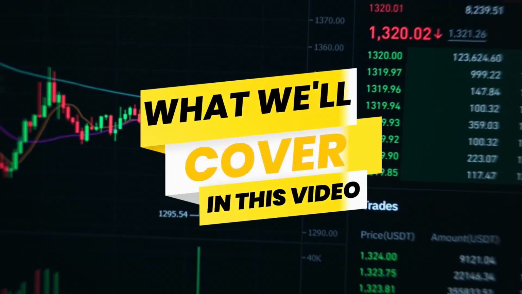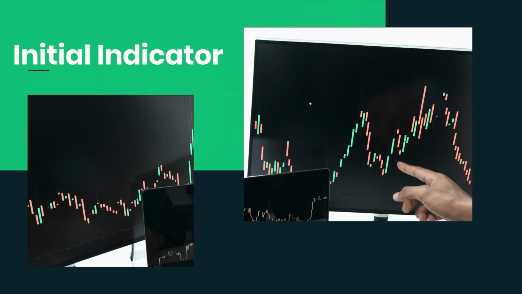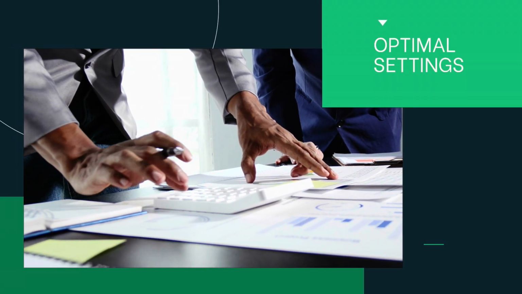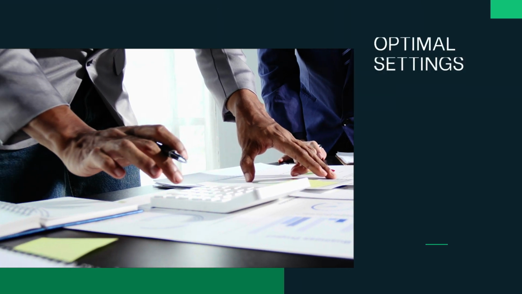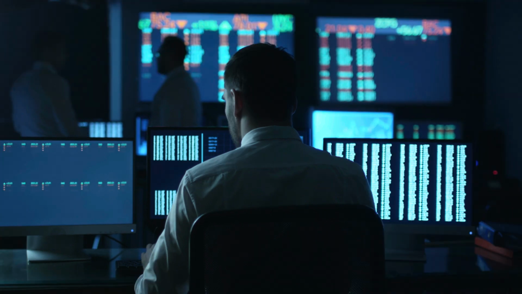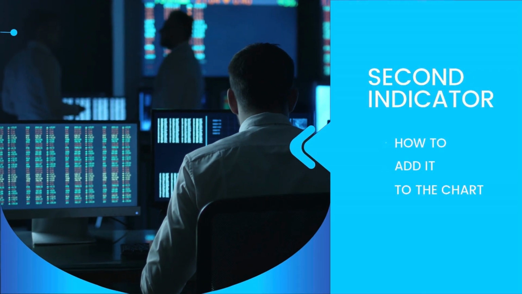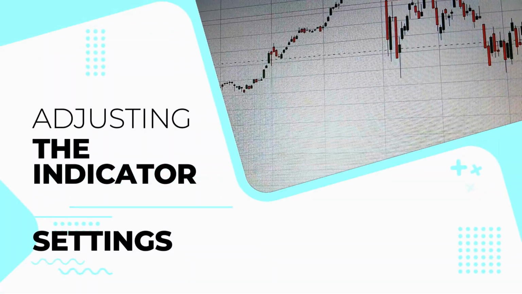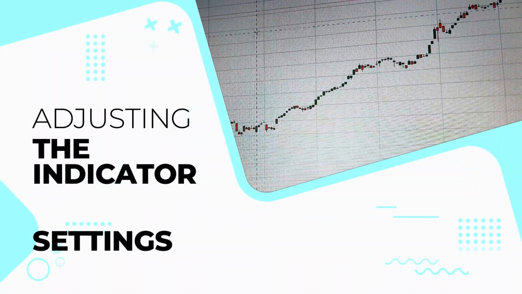Here's what we'll cover. First, I'll introduce our initial indicator and guide you through the process of adding it to the chart, and then we'll also share the optimal settings to maximize its performance. Next, we'll take a look at the second indicator. We'll discuss its purpose and demonstrate how to add it to your TradingView chart. Then, we'll walk you through adjusting its settings to enhance the overall effectiveness of our strategy.